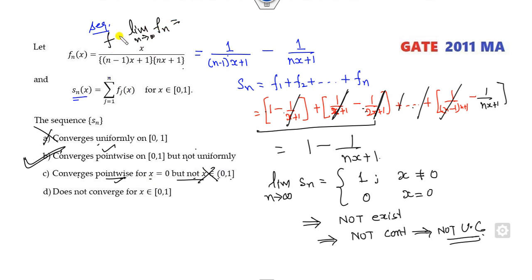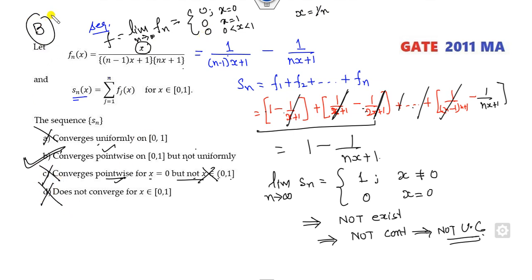You can see if x is 0, the answer will be 0. If x is 1, again the answer will be 0. If x is 0, the answer will be 0. If x is 1, then it will be 1 over n something. So as n approaches infinity it is 0. When x lies between 0 and 1, this part will be 1 over n. It again goes to 0. So it does not converge uniformly. So the right answer is B, the correct option.